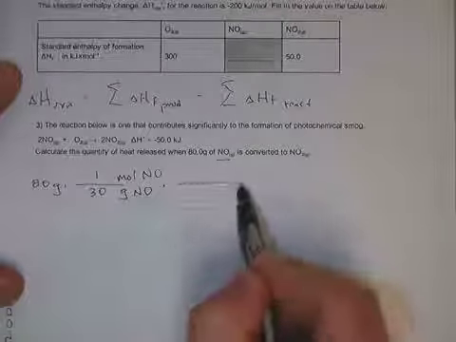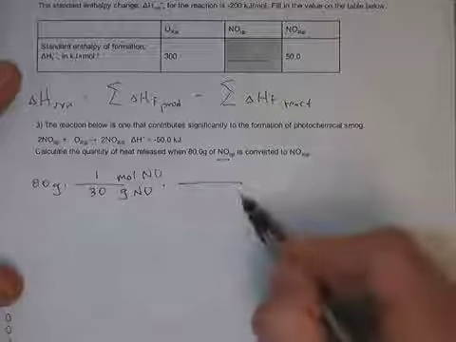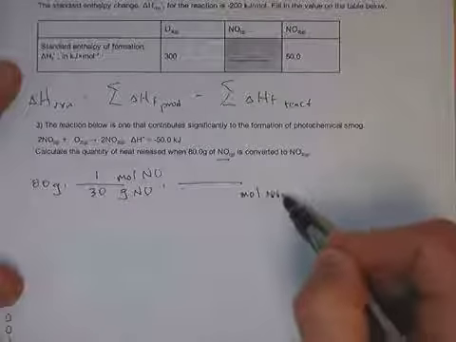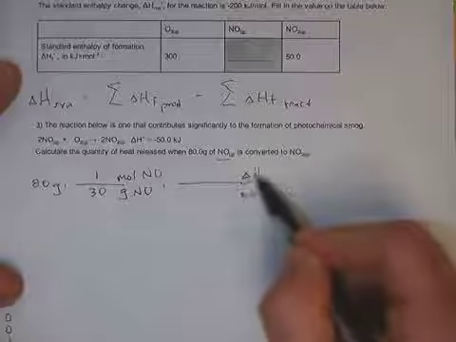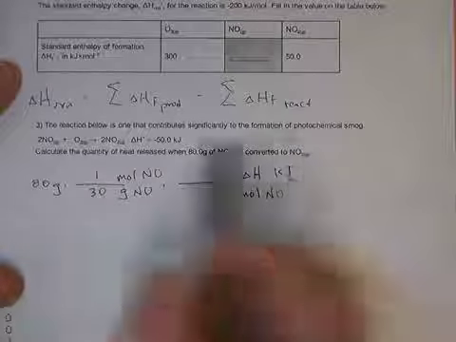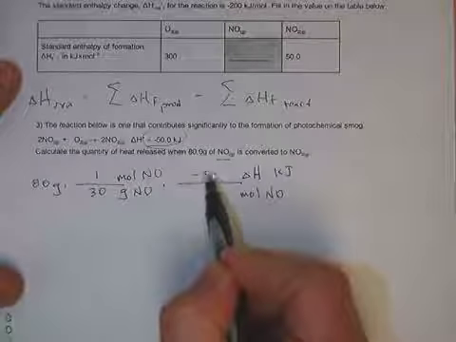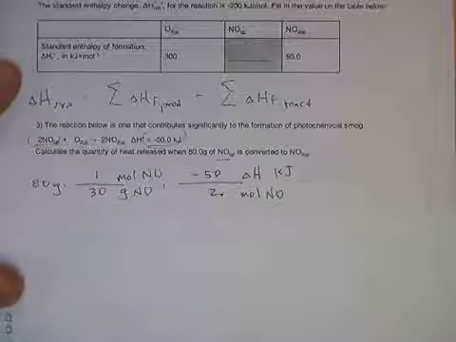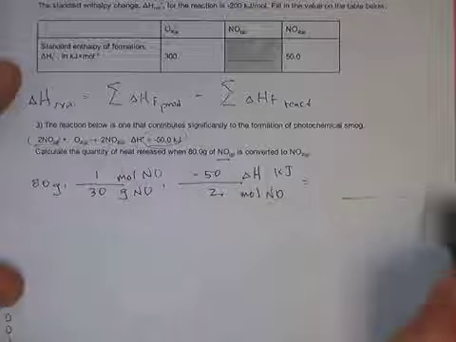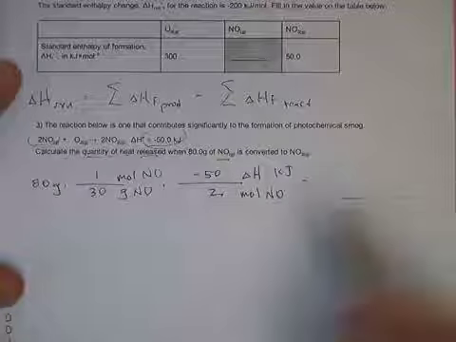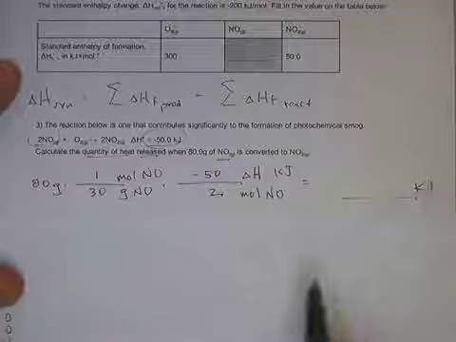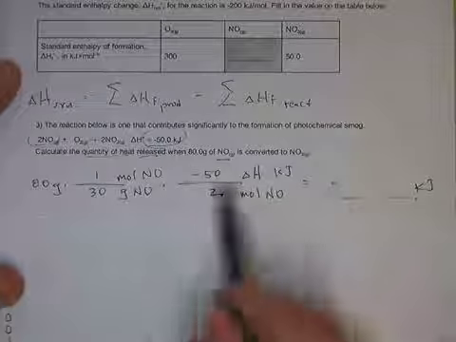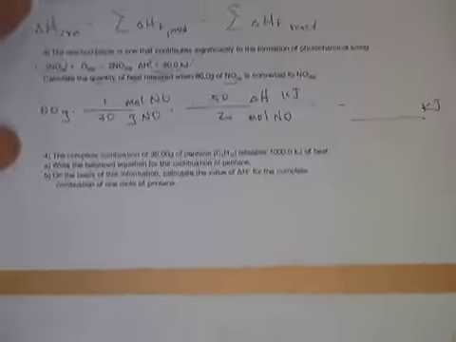And then we can use the stoichiometric relationship in the equation between NO and delta H, or our number of kilojoules right here. There are 50 kilojoules released for every 2 moles of NO that are reacted. And this will give us our quantity of heat in kilojoules that are released. It will have a negative sign in front of it because there's a negative sign right here.